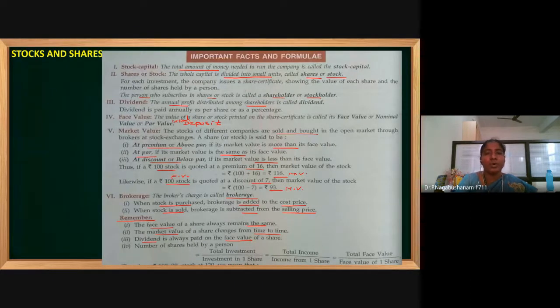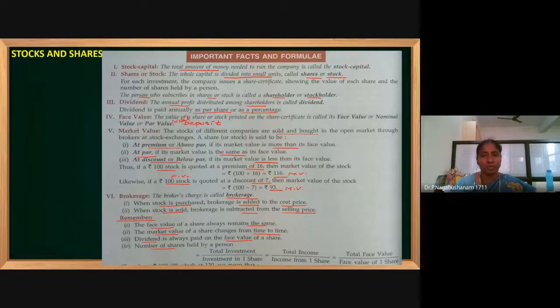And if you see the third point, the dividend can be expressed for individual share, how much is the dividend, how much is the profit. Otherwise, dividend can be expressed as a percentage. Now coming to the last point, number of shares held by a person. This is the total investment divided by the amount of each share.